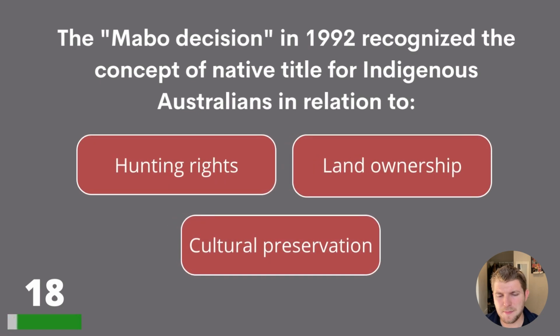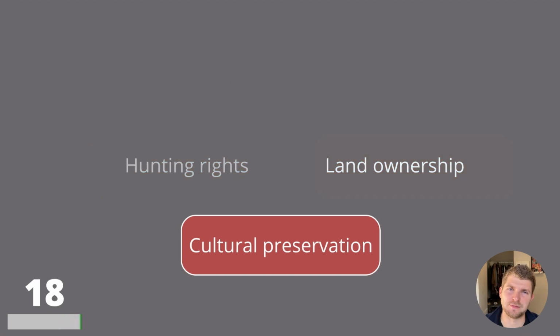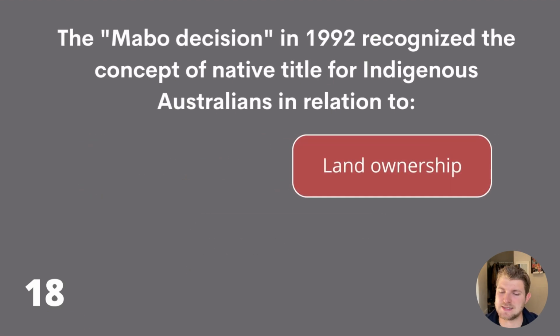18. The Mabo decision in 1992 recognised the concept of native title for Indigenous Australians in relation to hunting rights, land ownership, or cultural preservation. The answer is land ownership.